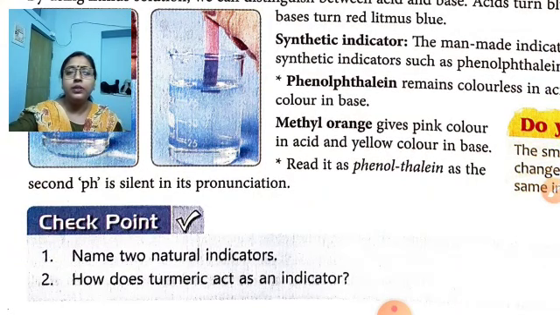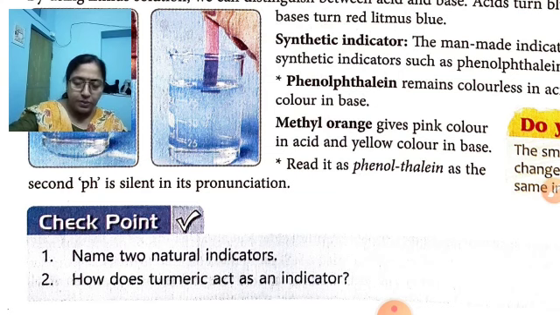Checkpoint, name two natural indicators. Any two natural indicators, that is the turmeric paste and the litmus paper. These are the two natural indicators. How does turmeric act as an indicator? When bases are applied on a turmeric paste, it changes from yellow to orange. That's why it acts as an indicator.